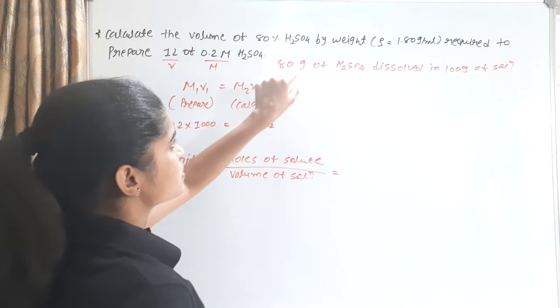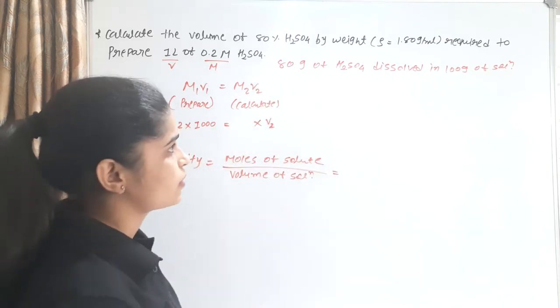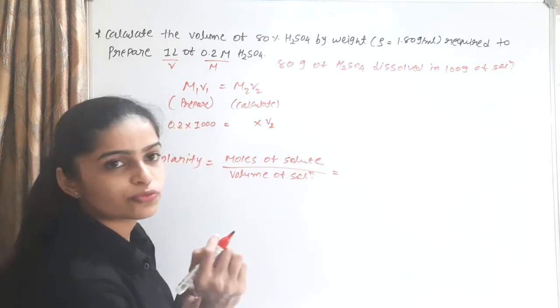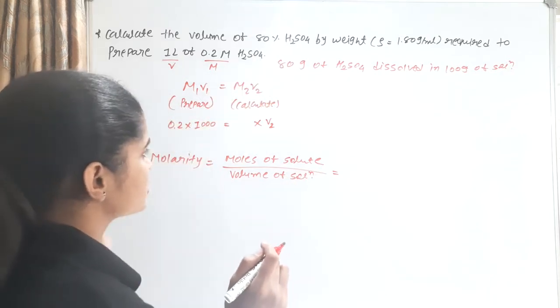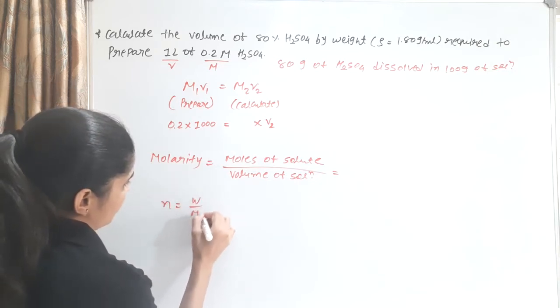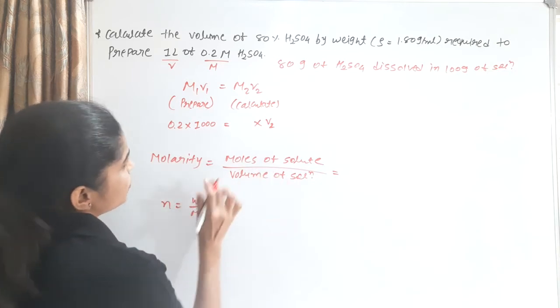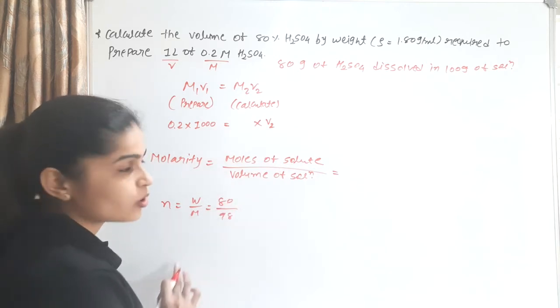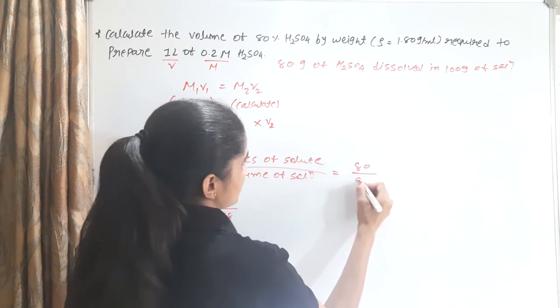So 80 gram is the solute and 100 gram is the solvent. So 18 gram moles of solute. How to find out the moles of solute? H2SO4 is 98 and this is 80. So n is equal to W by M. Moles of solute, W is equal to 80 gram divided by 98. This is the moles. So 80 divided by 98.